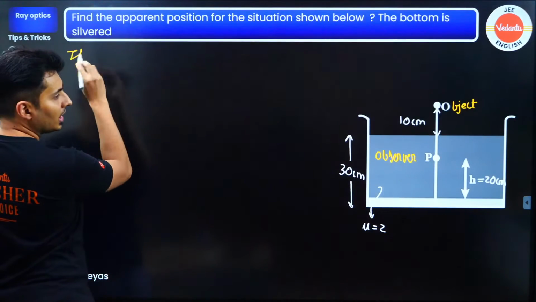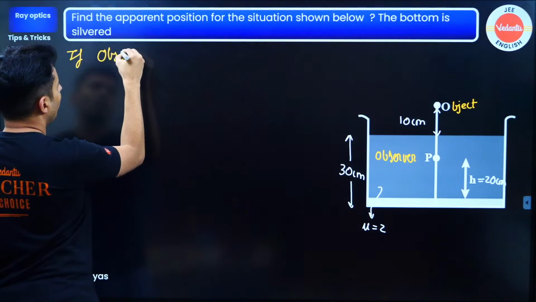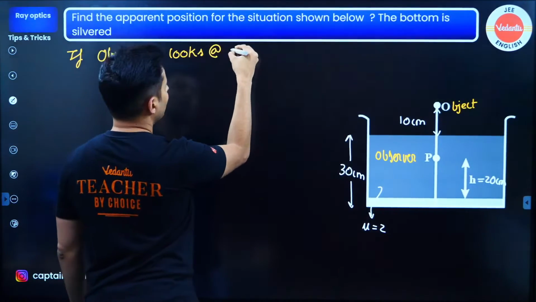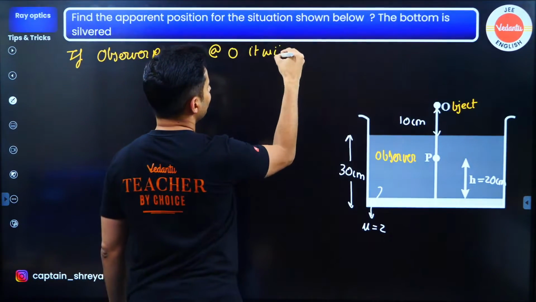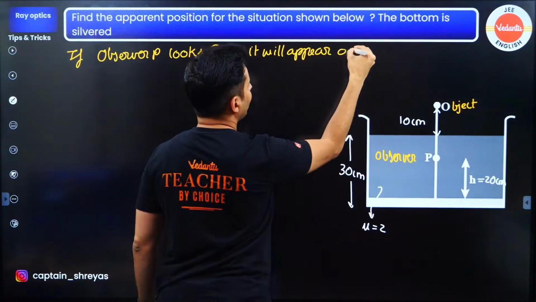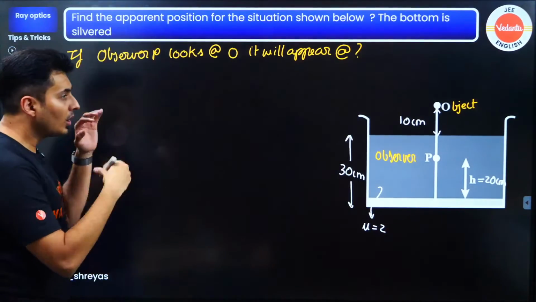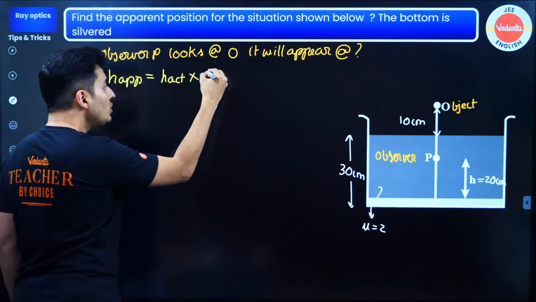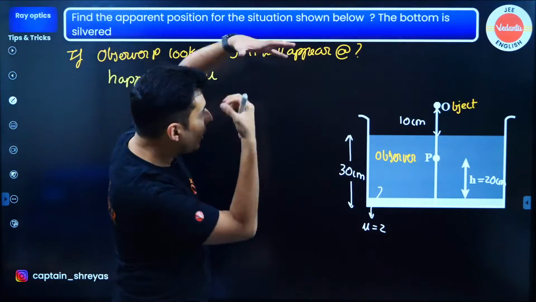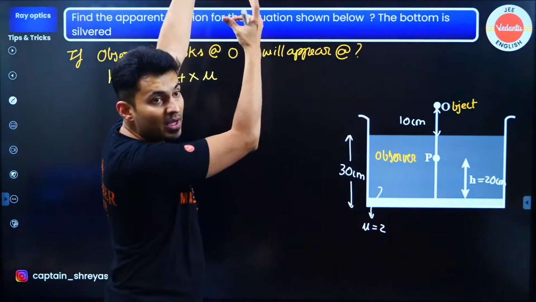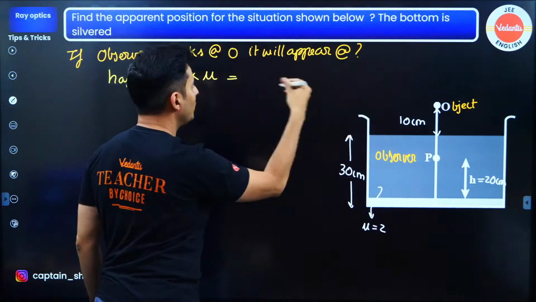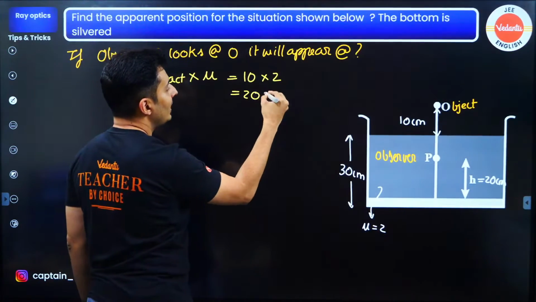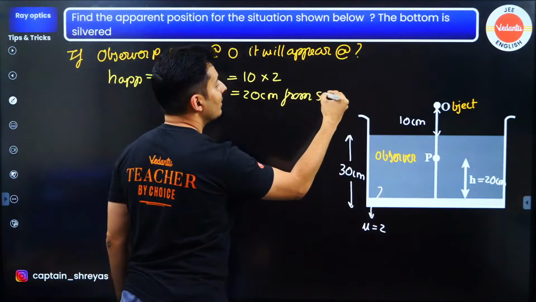If the observer P looks at O, where do you think it is going to appear? Now the logic here is the apparent height will be actual height into mu, because when you are in a dense medium looking at a rare medium, it appears farther. So actually speaking, it should be 10, because 10 is measured from the surface, into mu is 2. So it will be 20 centimeters from the surface.